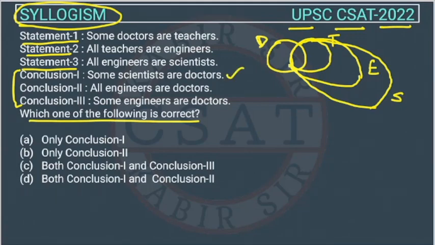Because this is representing scientist, and this is a Venn diagram of doctor. So this area is common between them, right? So some scientists are doctors. This is right. All engineers, this is engineers. All engineers are doctors. This is wrong, right? Because some engineers are doctors. So this is right.